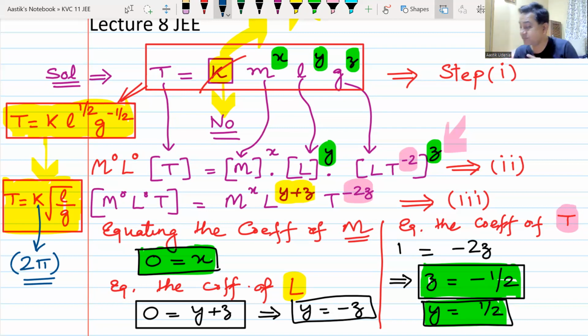Anyone has any doubt in how we have solved this question? Sir, I have a doubt. In step 3, we have written L power y plus z. I did not understand why we have written y plus z. Anyone can make him understand why it is y plus z in the class? How many of you did not understand that it is y plus z? Raise your hands.